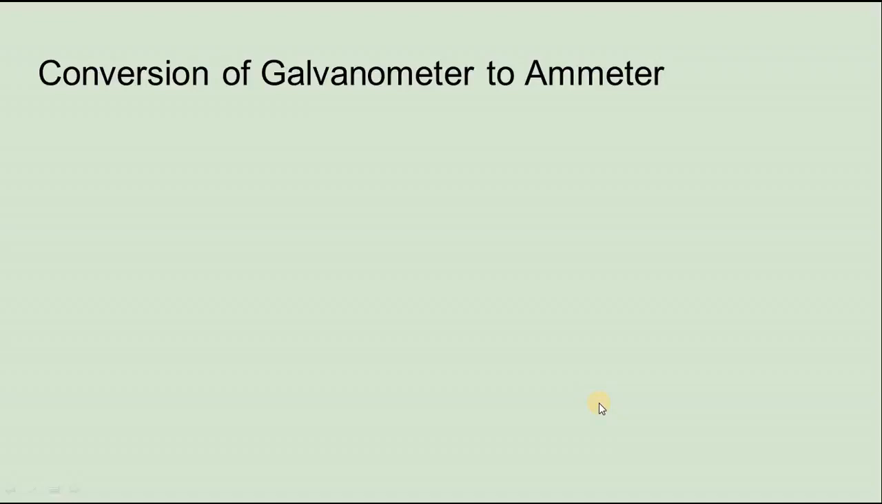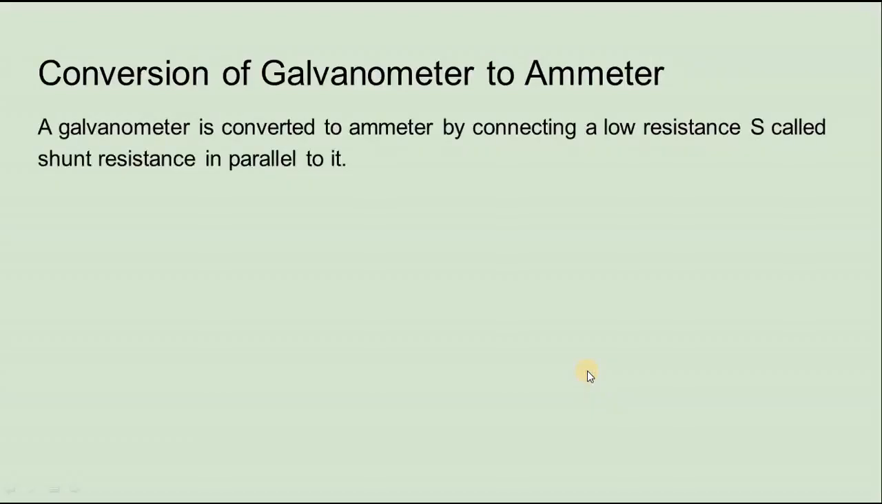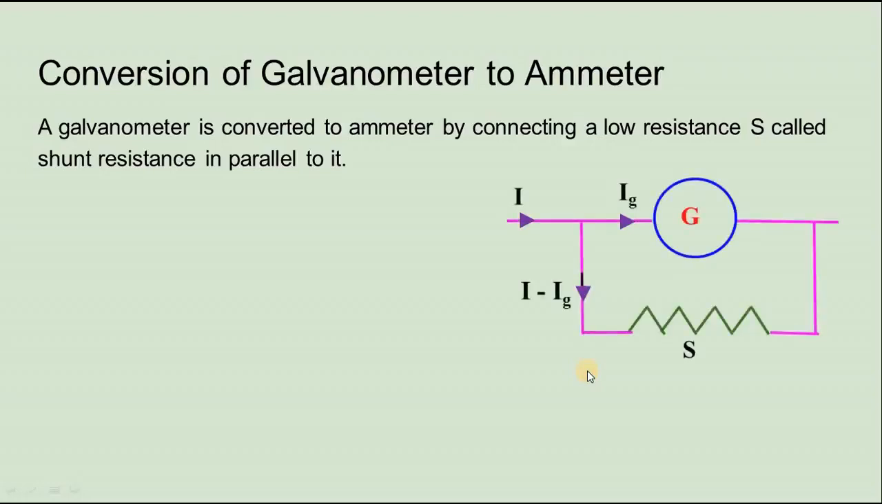Conversion of galvanometer to ammeter. Ammeter is a device used to measure electric current. A galvanometer can be converted to ammeter by connecting a low resistance S called shunt resistance in parallel to it. Here G is the resistance of the galvanometer. S is the shunt resistance. Ig is the maximum safe current that can flow through the galvanometer. I is the current which we want to measure.